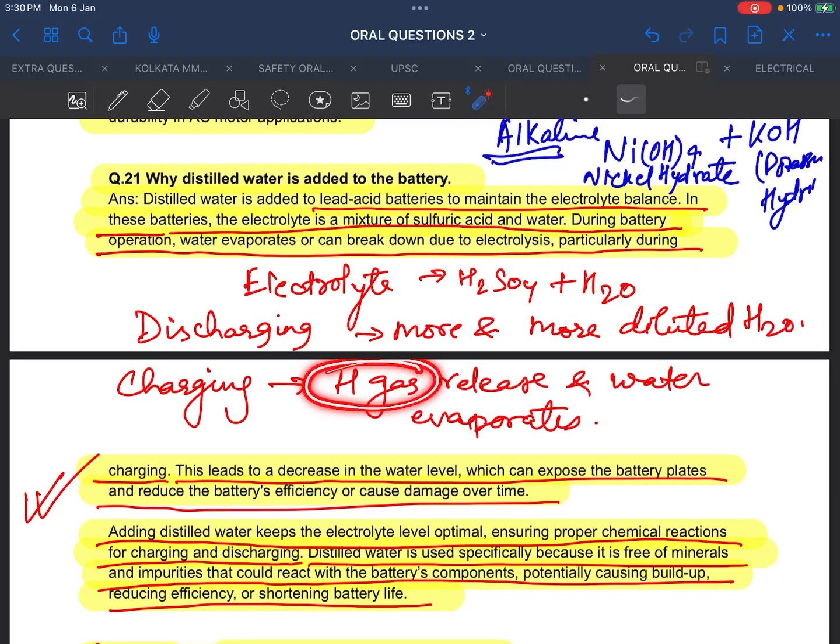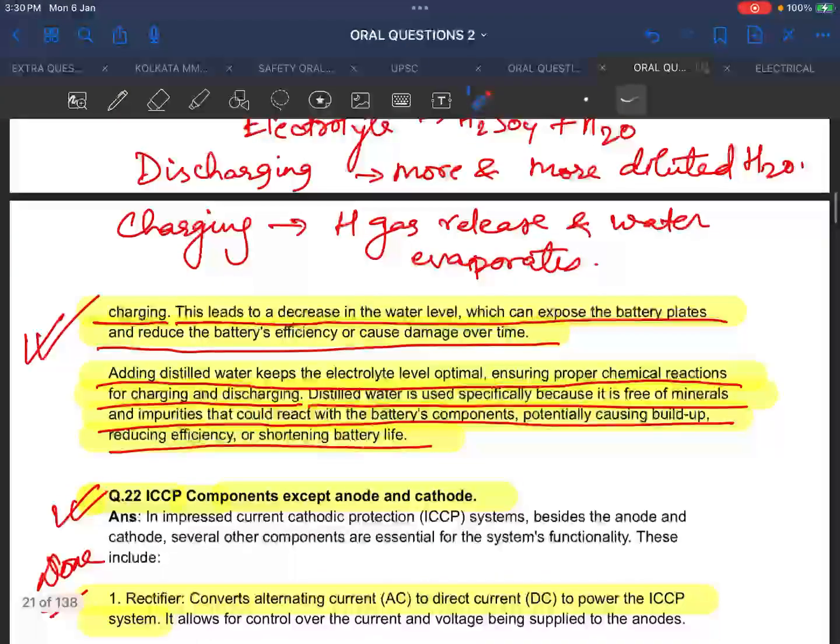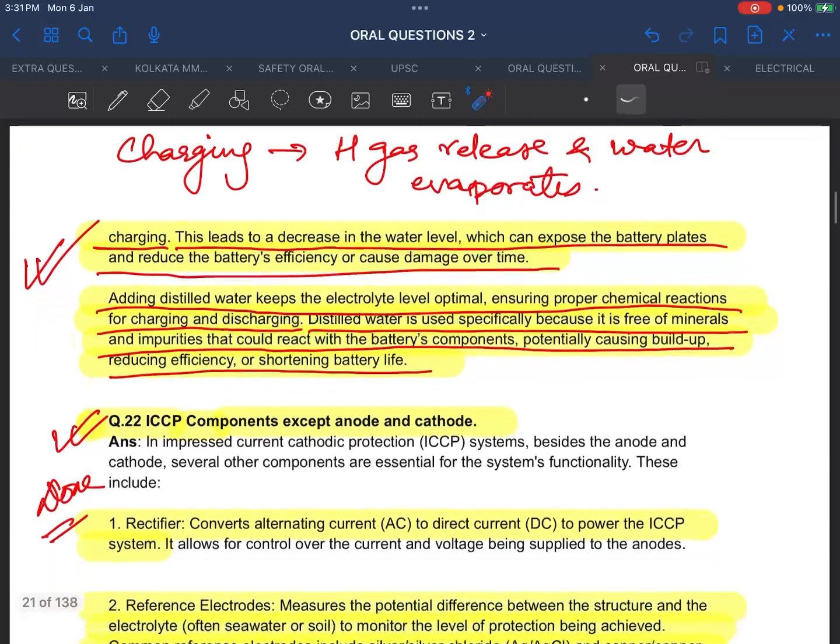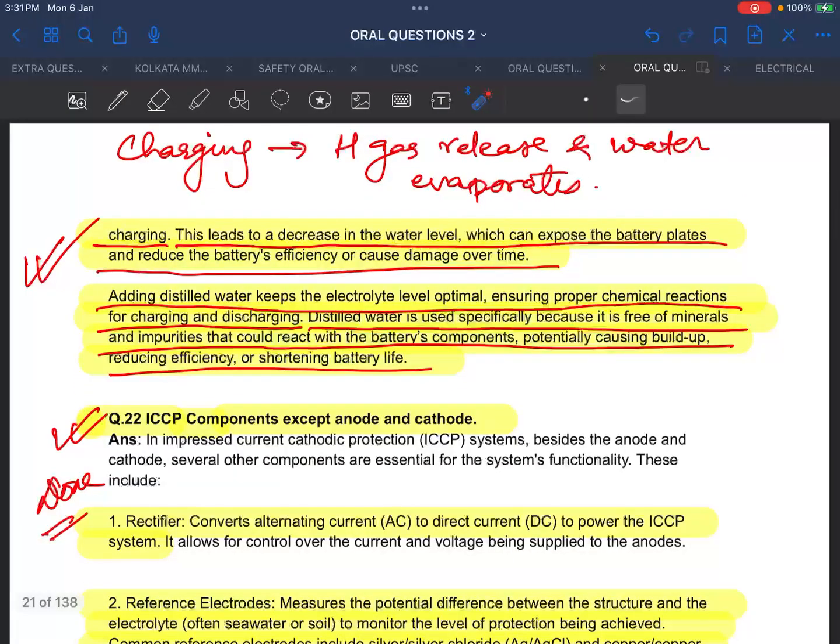So the concentration will fall down, and this leads to a decrease in water level. More and more hydrogen gas and water evaporate at the time of charging, so the water level will decrease, which exposes the battery plate and reduces the battery efficiency. So you can tell it like this: adding distilled water keeps the electrolyte level optimal.